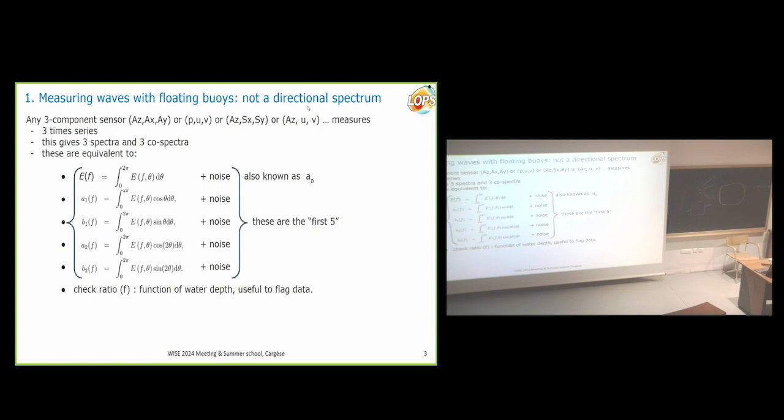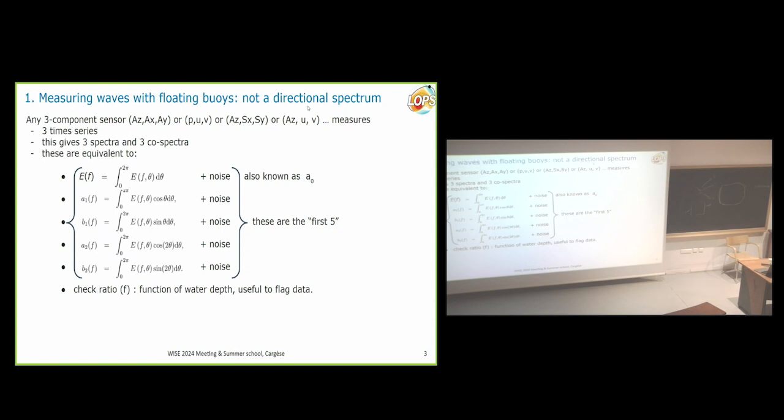And this guy is just our usual heave spectrum. You can also call that A0. And then if you take the integrals with a cosine inside, or a sine, or cosine 2 theta, or sine 2 theta, then you get A1, B1, A2, and B2. And these come directly from the cross spectra and the spectra of the 3 time series. So we have 3 time series, 3 spectra, 3 co-spectra, so that's 6 pieces of information. The first 5 are related to the directional spectrum, and the 6th one is a check ratio.